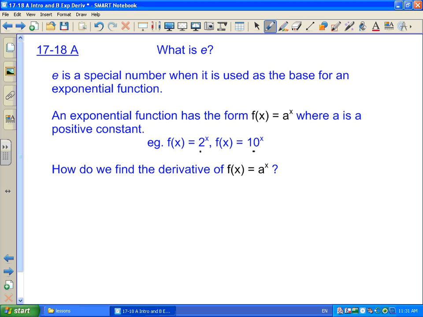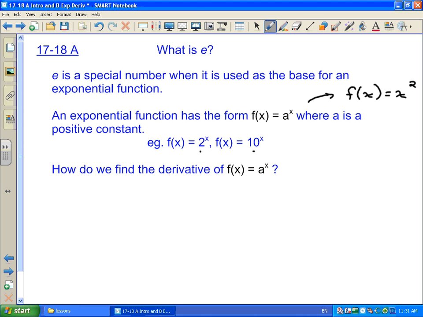Keep in mind that these are different from the power functions that we looked at before, like f(x) = x squared, where we had a number up in our exponent and the variable x as our base. Here it's the other way around. We've got a constant as our base, and our variable x is up in our exponent. The question we're interested in is, how do we find the derivative of an exponential function, a function of the form f(x) = a^x?